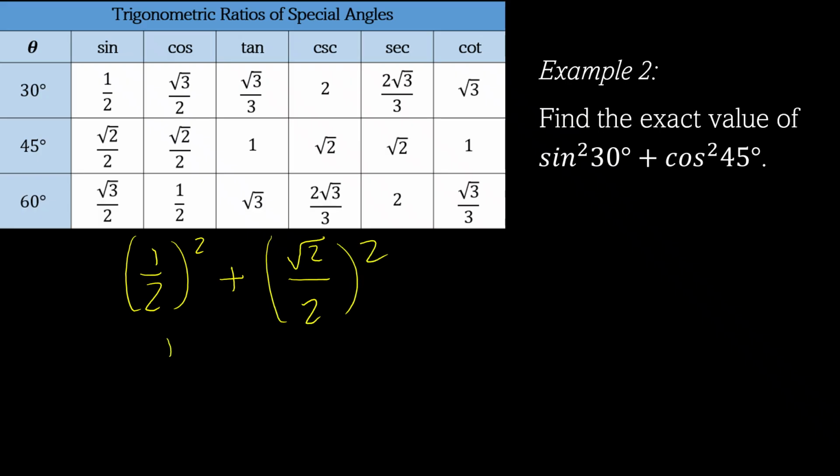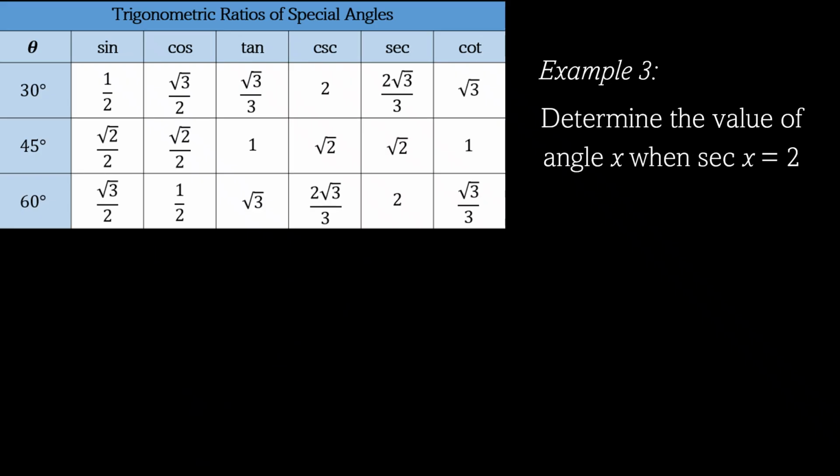Okay, 1/2 squared is 1/4, plus square root of 2 squared is 2, then 2 squared is 4. Then i-add natin siya. Copy the denominator 4, add the numerator, 1 plus 2 is 3. So the answer is 3/4.